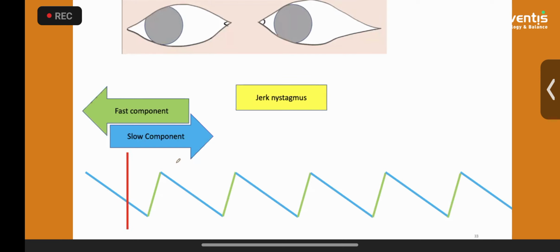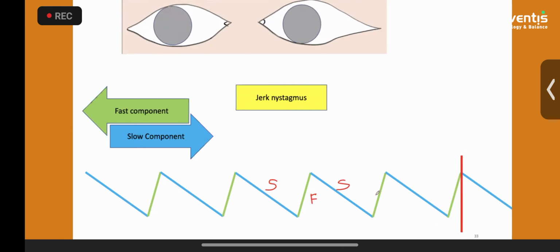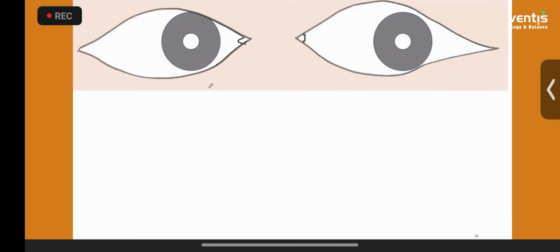So the graph will be recorded like this. So this is a slow component and this is a fast component. This is a slow component of the nystagmus. This is a fast component on the graph. And you can see the slow component which is going towards the left and the fast component which is beating towards the right. Okay, so I hope everyone is able to appreciate that.